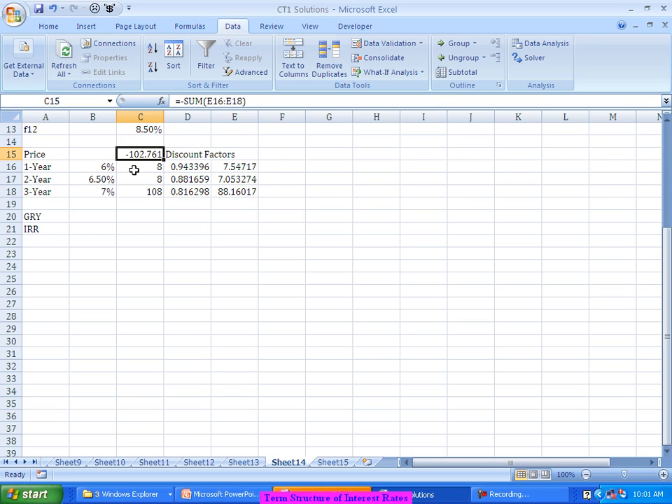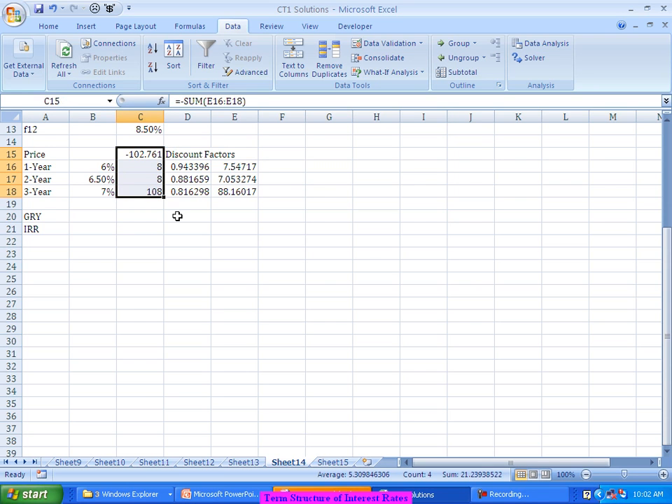So the first thing always, whenever we talk about the price of the bond, will not have this negative sign, because when we talk about it as a cash outflow, we'll put it as a negative sign. Whereas the price of this kind of bond, which is going to pay you 8 after 1 year, 8 after 2 years and 108 after 3 years, going with 6, 6.5 and 7 as the spot rates for 1 year, 2 years and 3 years respectively, the price of the bond is 102.761.